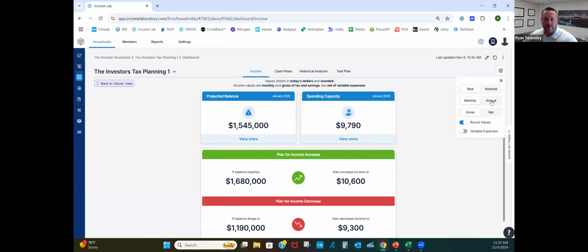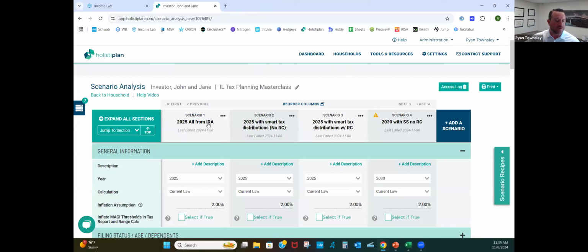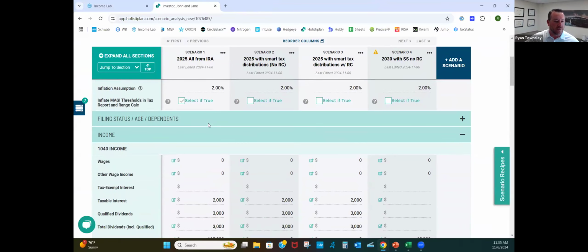The great thing about Income Lab is you can change this to show exactly what you want it to show, whether it be annual, net, in today's dollars, or in future dollars. But this client is going to receive about $117,000 gross, or $106,000 a year after taxes. And this is just assuming they're pulling it straight from their IRA, right? So, simple example.